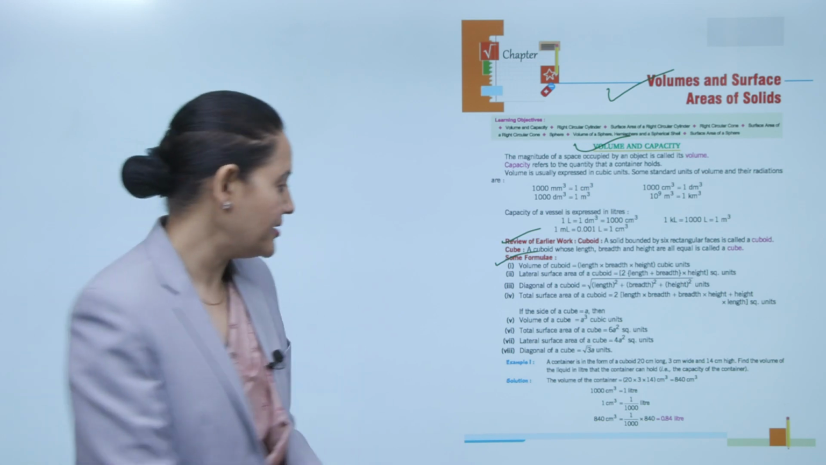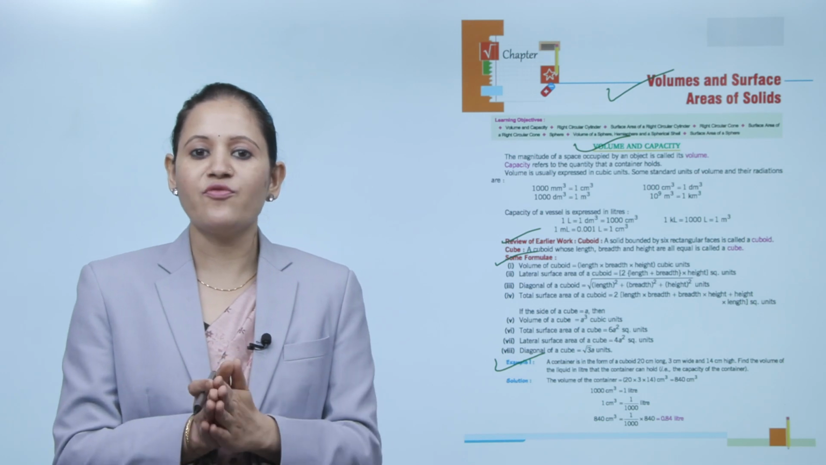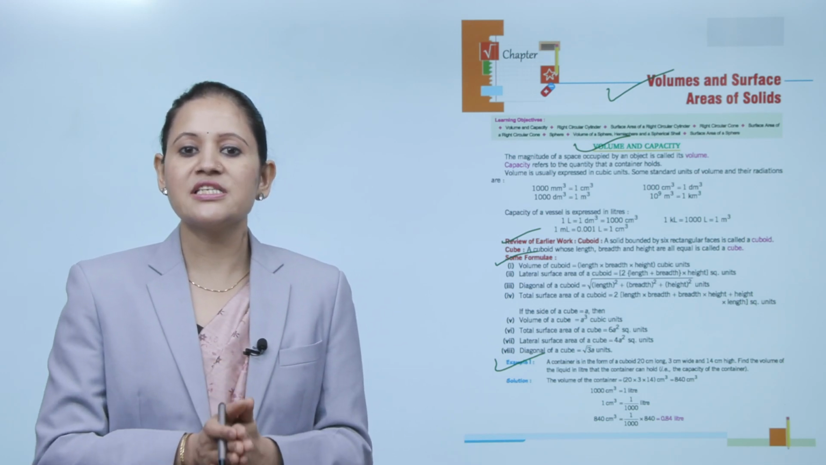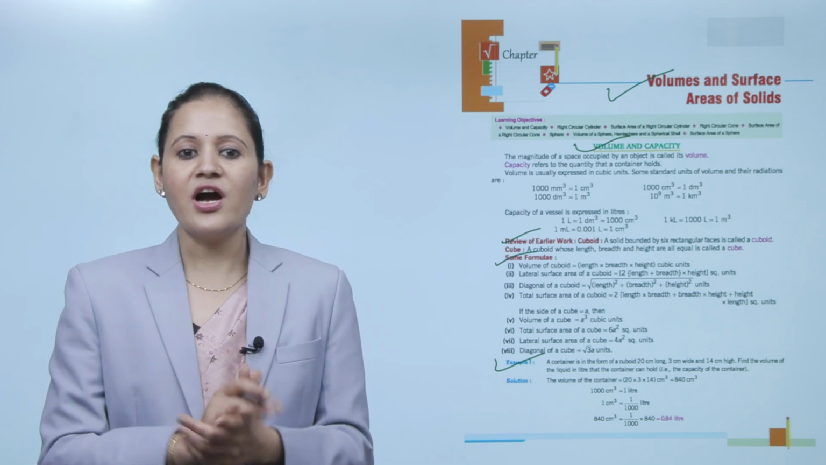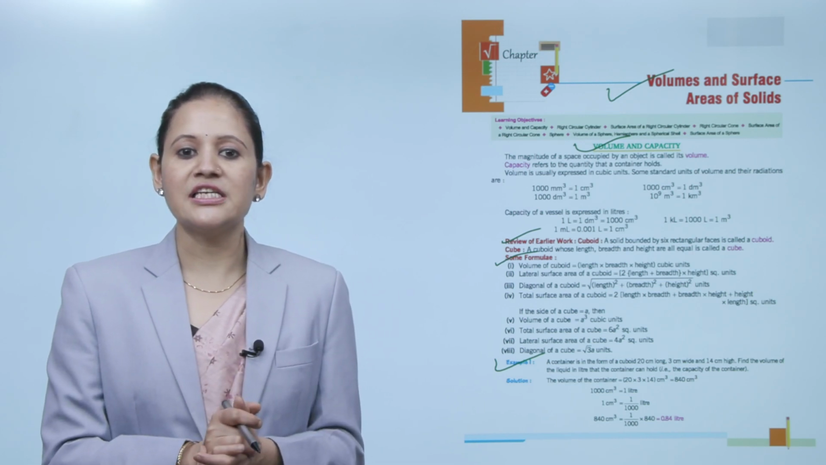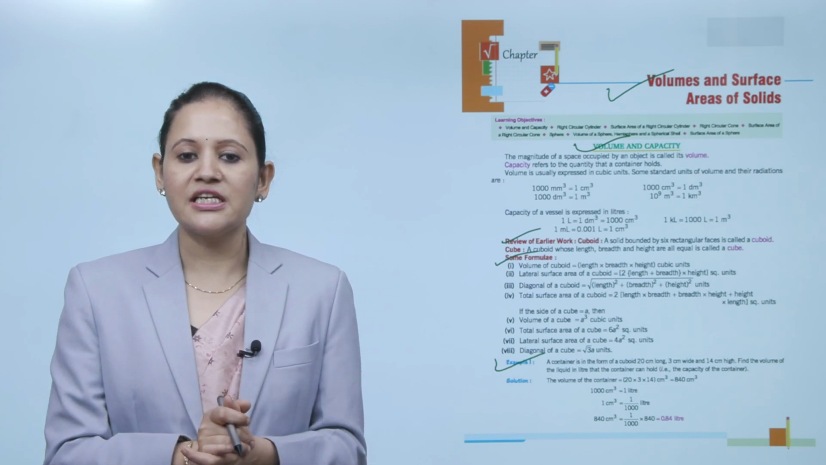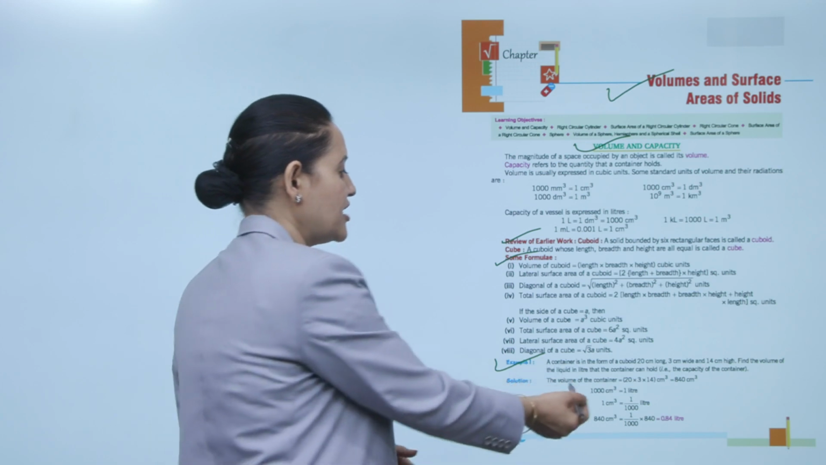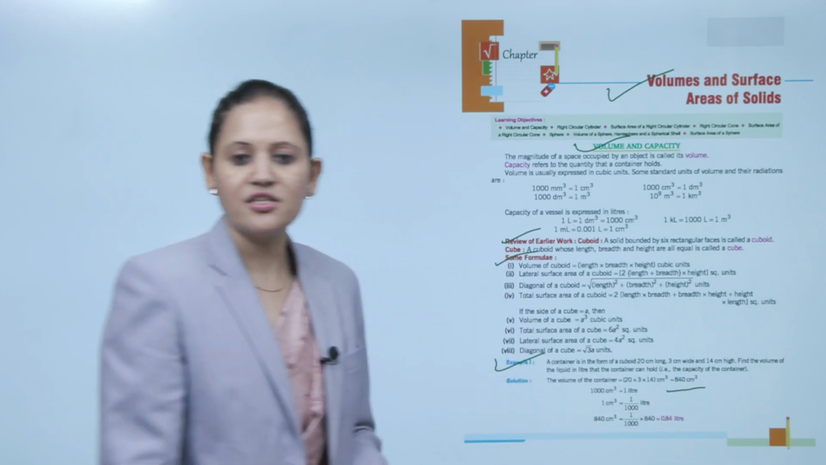Now we'll take an example. A container is in the form of a cuboid, 20 centimeter long, 3 centimeter wide and 14 centimeter high. Find the volume of the liquid in liters that the container can hold. So the volume of the container equals 20 into 3 into 14 centimeter cube, that is 840 centimeter cube.